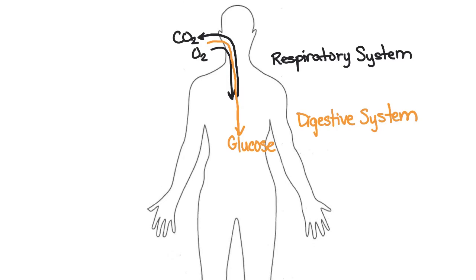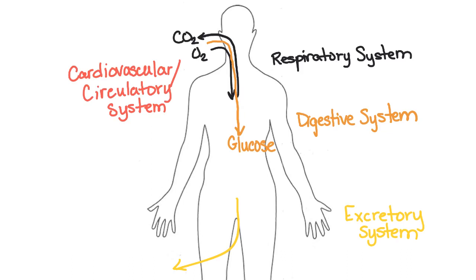Then we'll look at the digestive system, which will take glucose and other nutrients and bring them into the body. And then we'll look at the excretory system, which is going to be responsible for removing excess water as well as liquid waste materials out of the body.